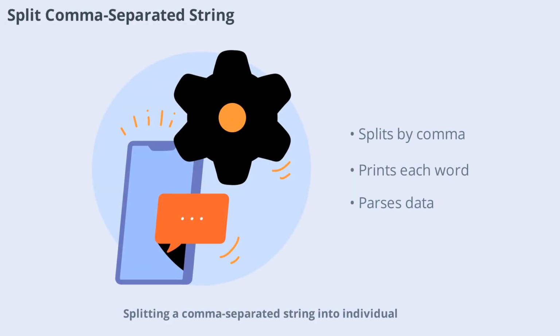Splitting a comma-separated string into individual words is a basic string operation. The program uses the split method and prints each word, which is useful for parsing CSV data and similar formats.